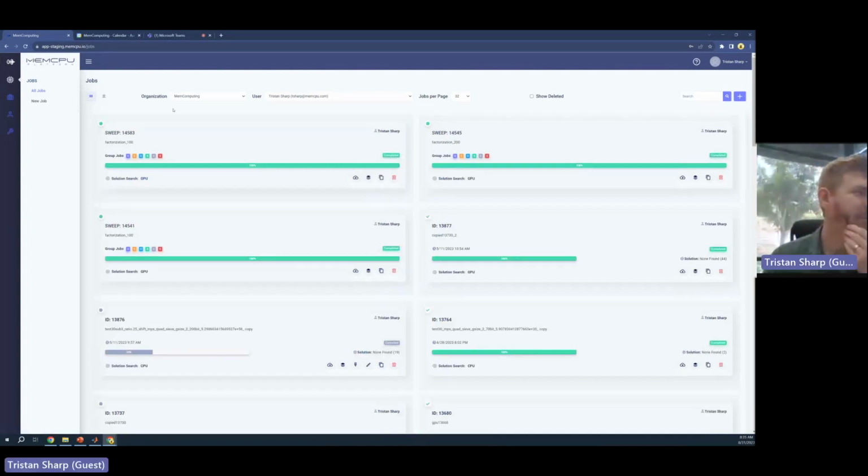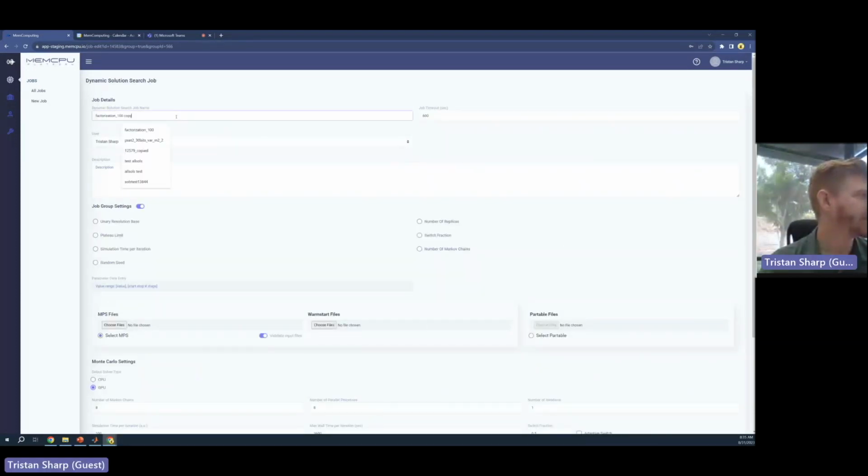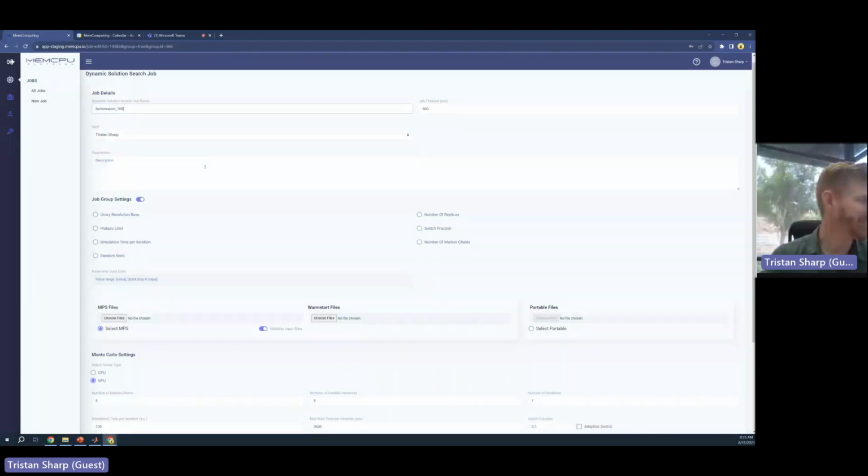Great. So this is when you've logged in to our platform. You can use this platform, like we said, for all sorts of optimization problems. Here are jobs that I've run in the past. For this demo, I'm going to create a job. I'll call it factorization 100, just like the test I did earlier this morning.